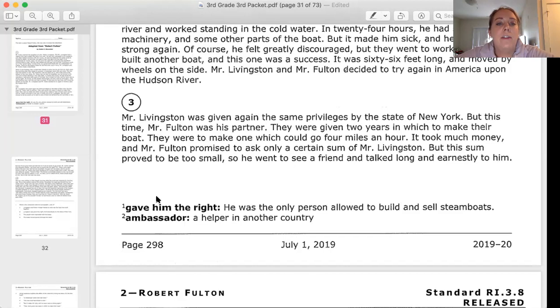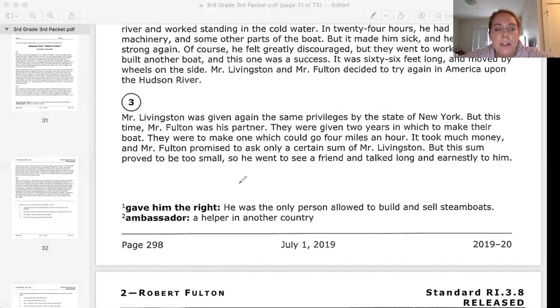So, looking at paragraph 3, Mr. Livingston was again given the same privileges by the state of New York. Okay, I know I read that somewhere in paragraph 1, so I'm going to underline that he was again given the same privileges by the state of New York. But this time, Mr. Fulton was his partner. They were given 2 years in which to make their boat.